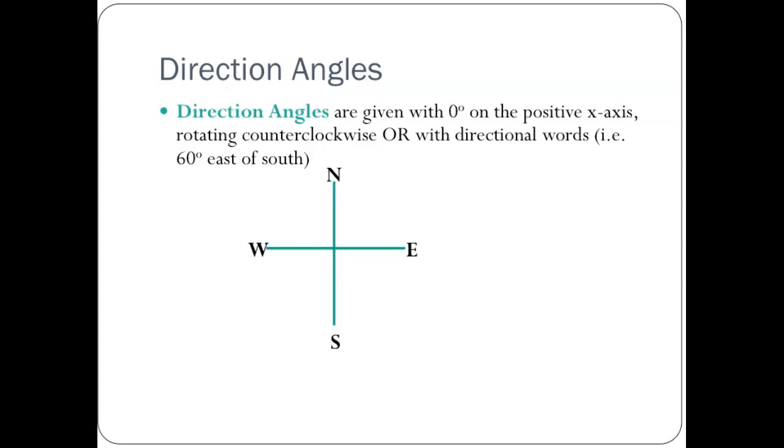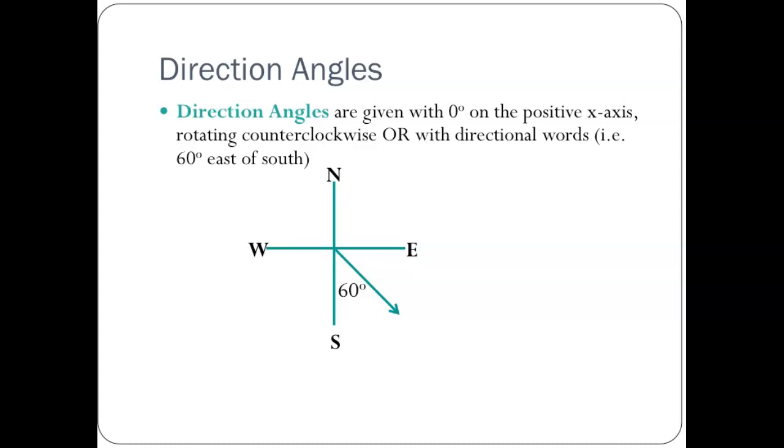All right, so here's an example, 60 degrees east of south. How do you draw that when you're looking at your north, south, west, east? So think of it this way. Think of it starting at south, and you want to rotate 60 degrees towards east. So make that angle there, 60 degrees. So that's where we are.